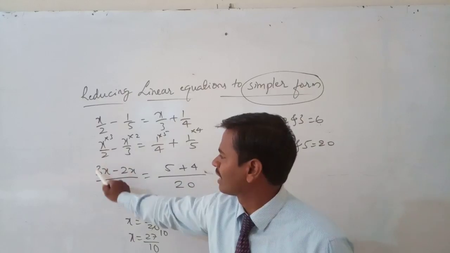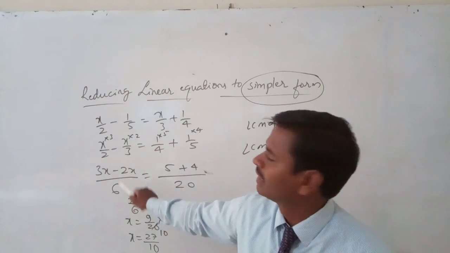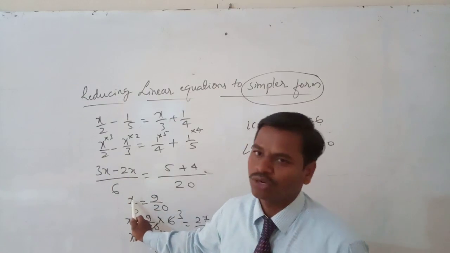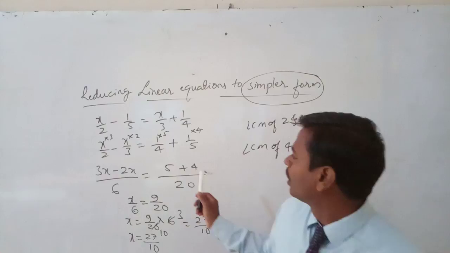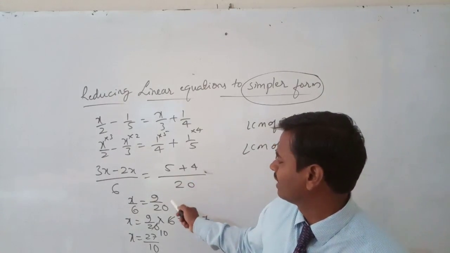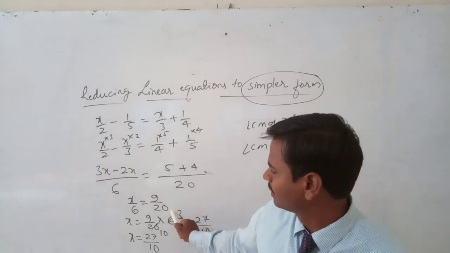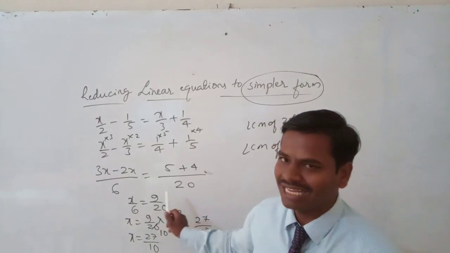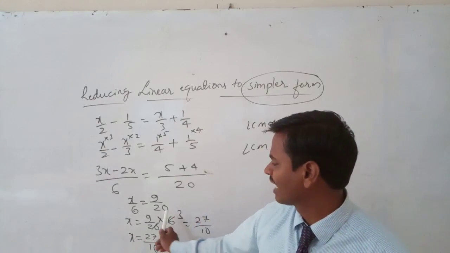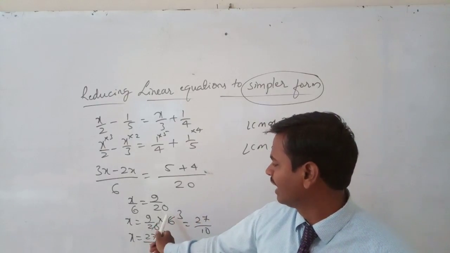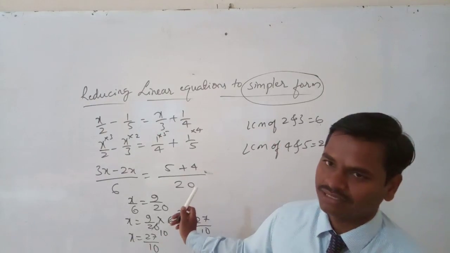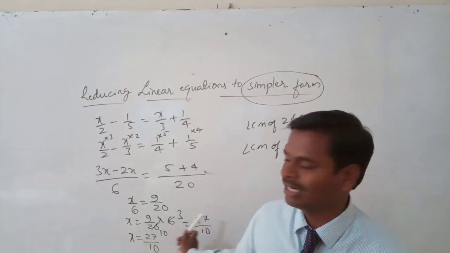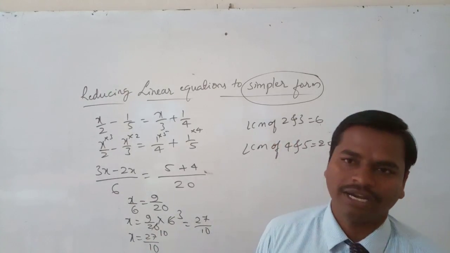Now, 2 3s are 6. That's why 3 into x we will write here. 3 2s are 6, so 2 into x we will write here. 3x minus 2x is 1x. 1x means x only. 5 plus 4, that will be 9. 9 by 20, okay? Divided by 6 is there. Shift to this side. Division will become multiplication, into 6 it will become. Cancel this one. 2 10s are 20, 2 3s are 6. We will get 9 3s are 27. 27 by 10 is the x value.